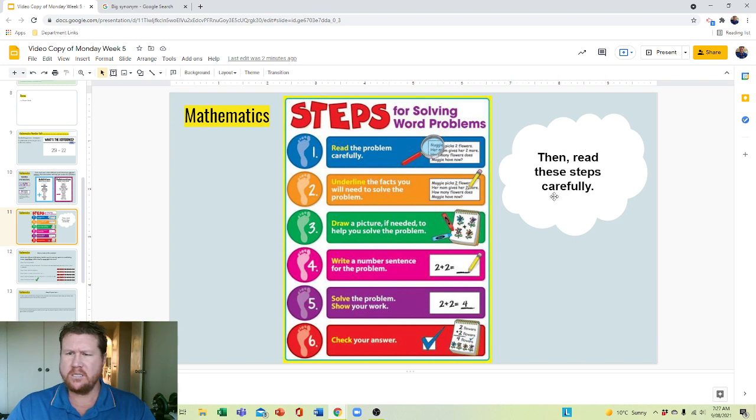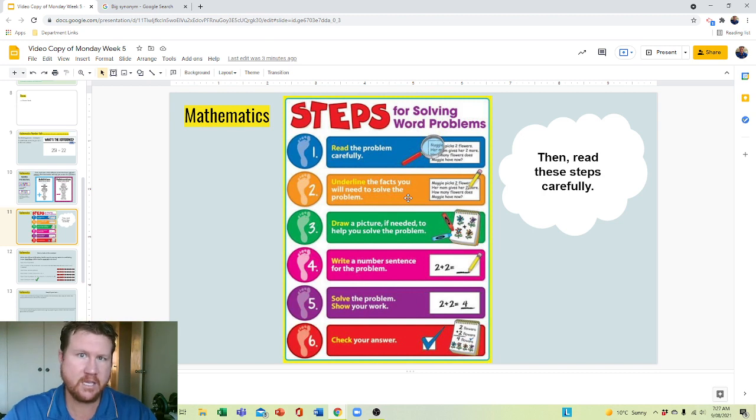Then read these steps carefully. Okay, steps for solving word problems. Read the problem carefully. That's the first step. I like to reread the question multiple times if I need to, just so I can comprehend what it's trying to tell me. Underline the facts you will need to solve the problem.